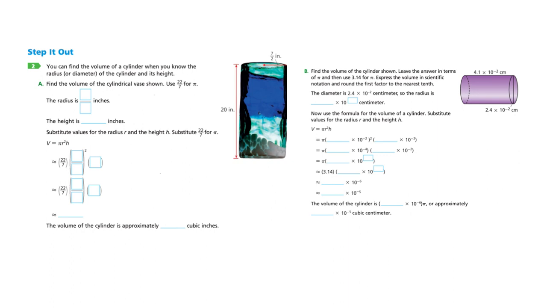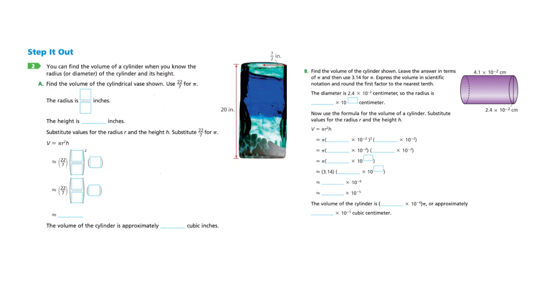So let's look at the step it out, and then I want you to pause and work on it on your own, and then come back and we'll go through it together. So number 2 says you can find the volume of a cylinder when you know the radius or diameter of the cylinder and its height. So this time they're going to ask you to use 22/7 for pi. So go ahead and work on this, A and B, on your own, and we'll look at those together in just a minute when you're done.